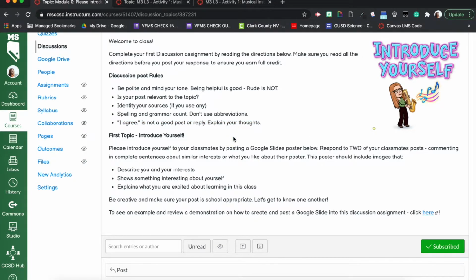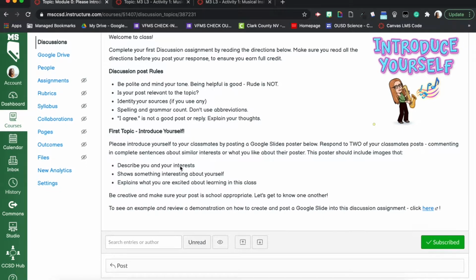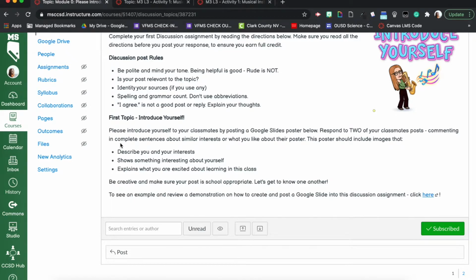Now, this one, of course, is a little different because they're creating a poster that summarizes who they are. So they don't really write "I agree," but I made them write full sentences and respond to each other. The first topic is introduce yourself. I say to create a poster using Google Slides, save that slide as an image, and then post it in the discussion. They needed to respond to 2 classmates' posts, saying something nice or noting if they had similar interests. This is a way that I get to know my students and the students get to know their peers a little bit.